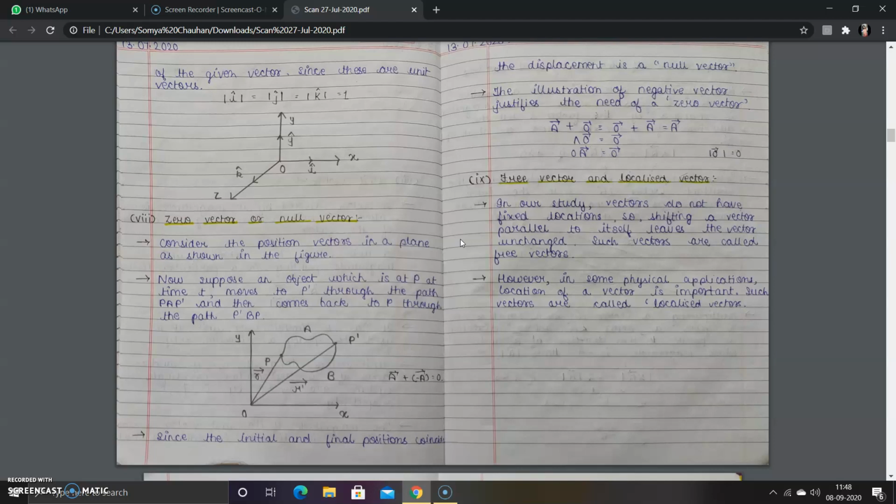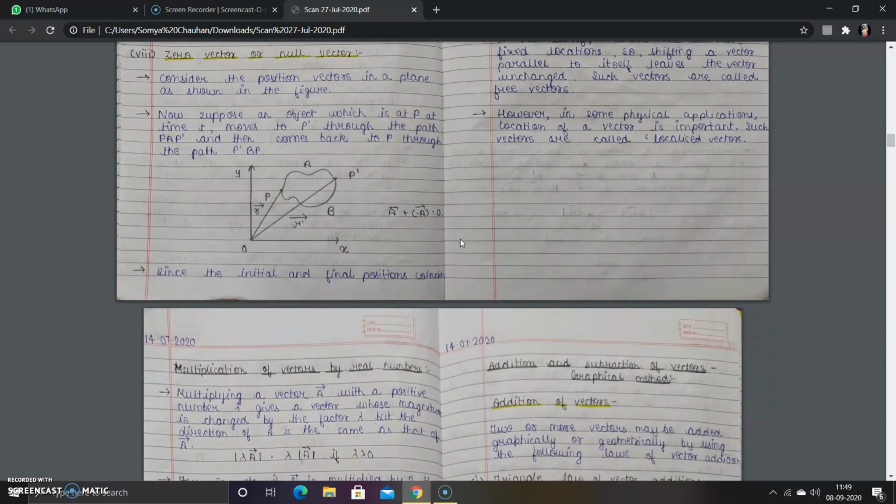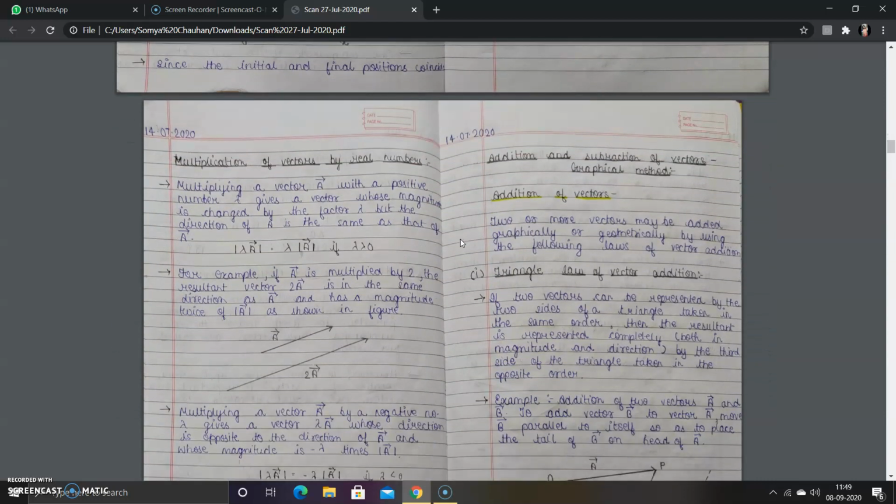What are free vector and localized vector? Free vectors are those vectors which you can shift parallel to itself in any frame of reference, that is, their location is not fixed in that frame of reference, while the localized vectors are those vectors which are fixed in a particular frame. The next term comes: multiplication of vector by real number.